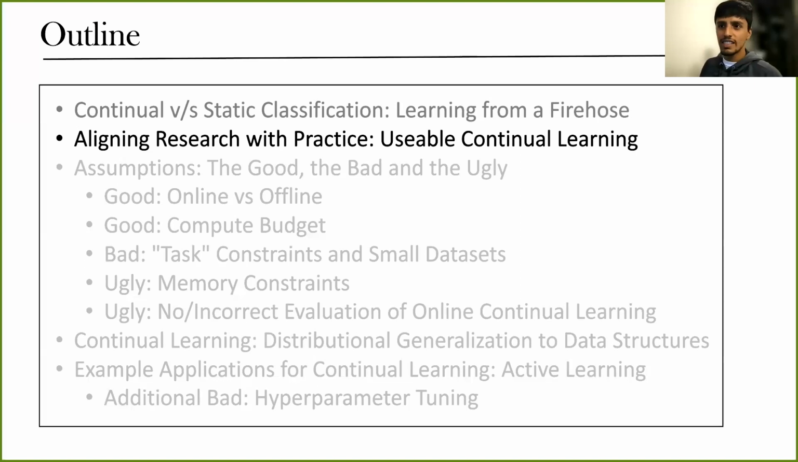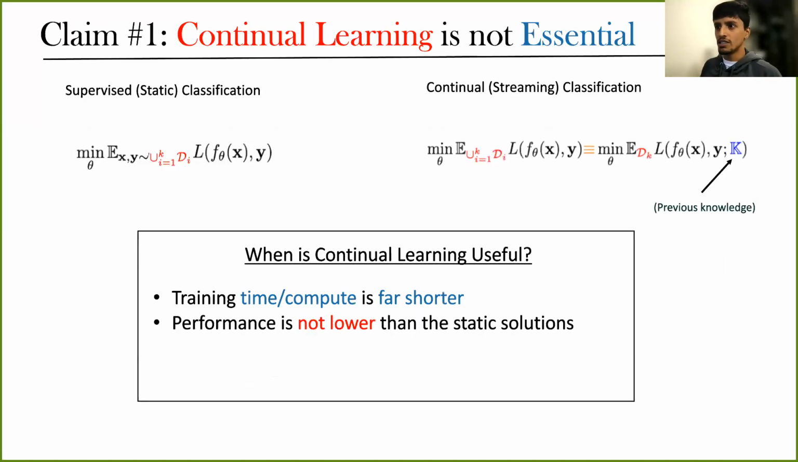So let's first see what really is the gap between research and practice, how to get usable continual learning. The first claim I make is that continual learning is not essential. When you have new data arriving, you could just fine tune your models. That is a real possibility we need to consider. What makes continual learning useful? First, the training time has to be much shorter than conventional training. Secondly, the performance should not be lower. If the training time is shorter and the performance is the same, then continual learning will be useful in the industry. Is this the case?